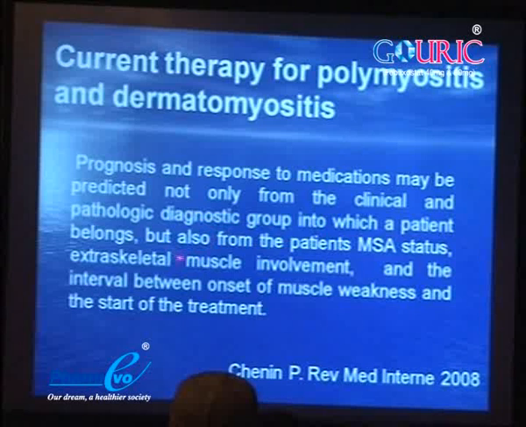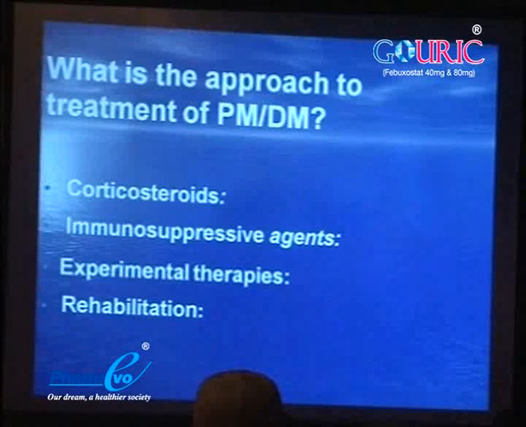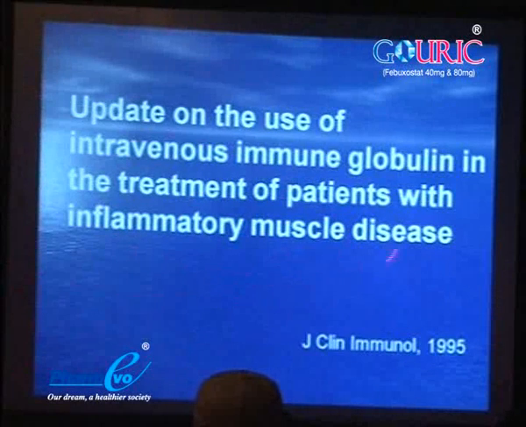The thing is this, we have to know whether patients have any extraskeletal muscle involvement, as I said, lung involvement, pharyngeal involvement, and the duration of the disease. If they have a longer duration of disease and were not treated properly, if they have extraskeletal involvement, and the interval between onset of muscle weakness and the start of treatment is prolonged, then they have a poor prognosis. As I said, let's go on to this.